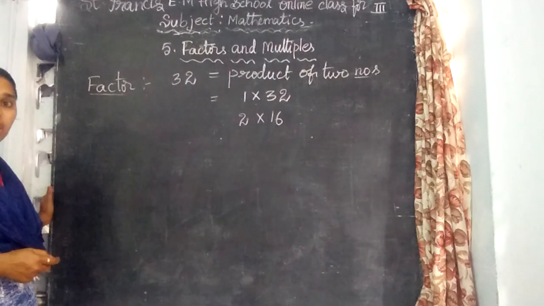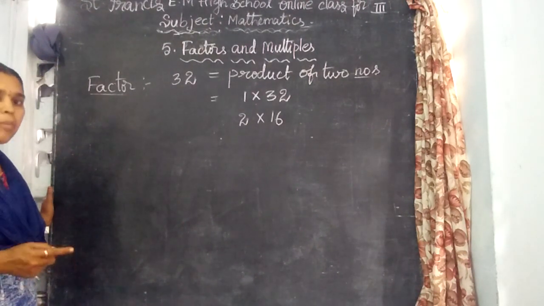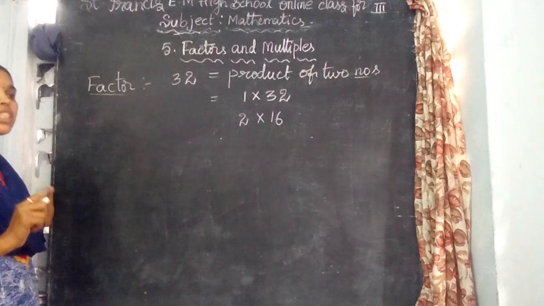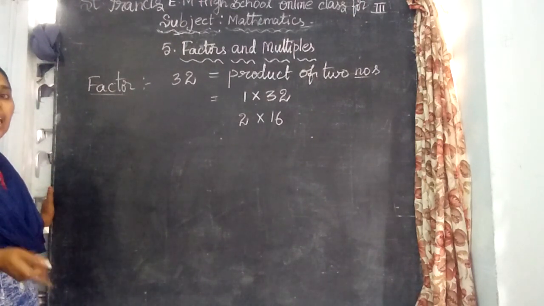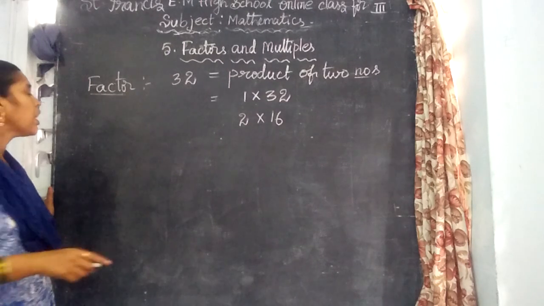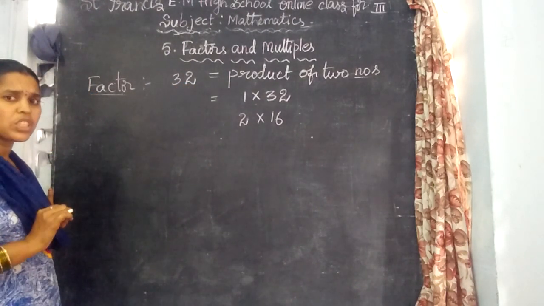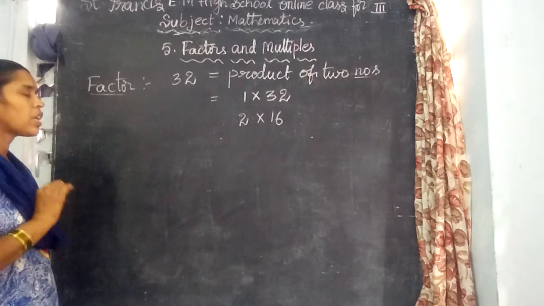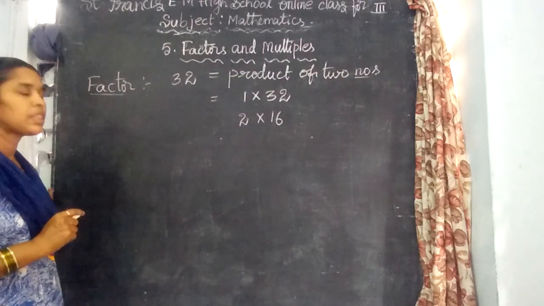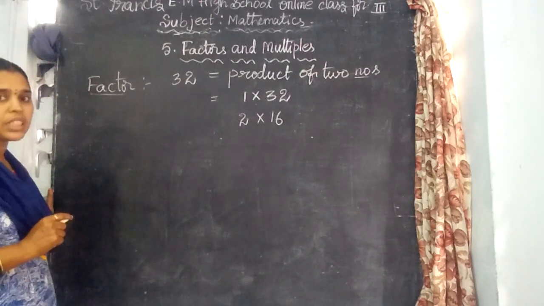What is the divisibility rule of 3? If the sum of the digits of the number is divisible by 3, then the number is divisible by 3. Here 3 plus 2, how much? 5. Is 5 divisible by 3? No. So the number is not divisible by 3. Then you go to the next number 4.